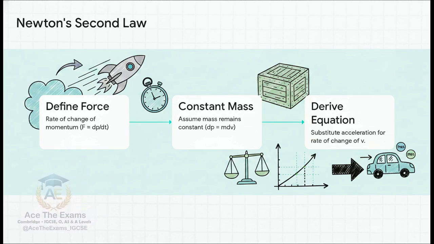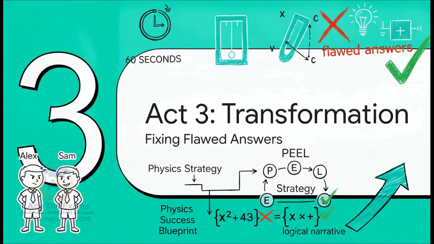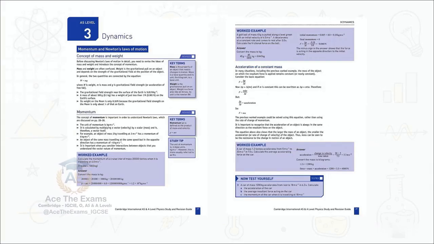This is a brilliant derivation because it shows that the larger the mass, the smaller the acceleration for any given force, which perfectly proves that mass is the resistance to a change in motion. Act 3, the transformation. Let's fix those flawed answers from earlier. Let's see how structuring the math with PEEL turns a fail into an A-star.